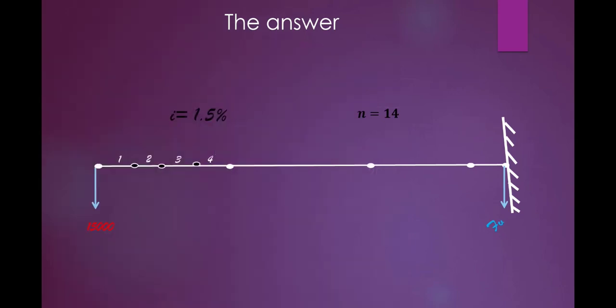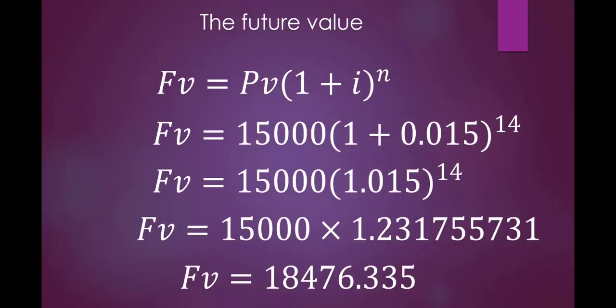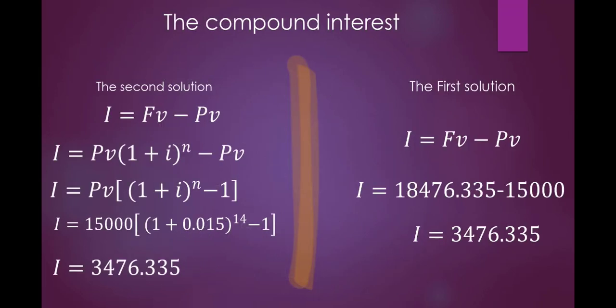This is a time diagram. The future value, FV equals PV times 1 plus I to the power N. For PV equals $15,000, I equals 1.5% and N equals 14, so the future value or the amount equals 18,476.